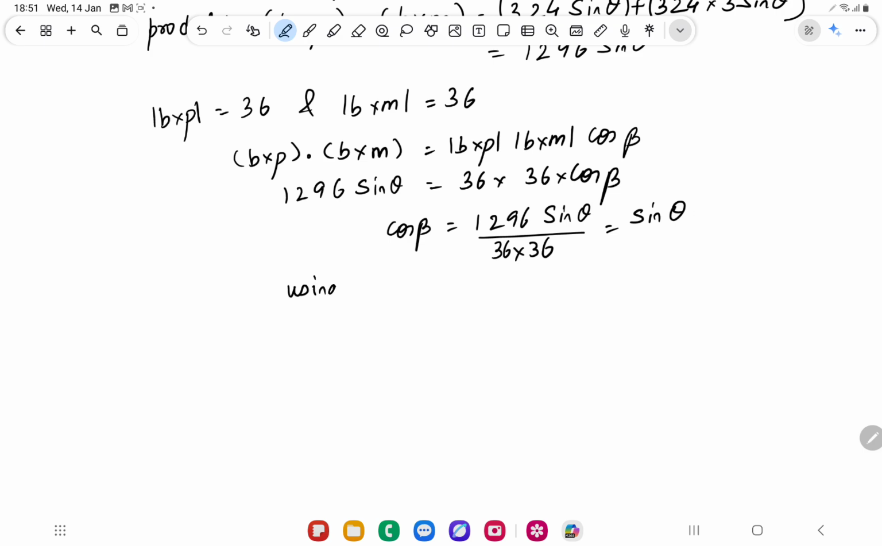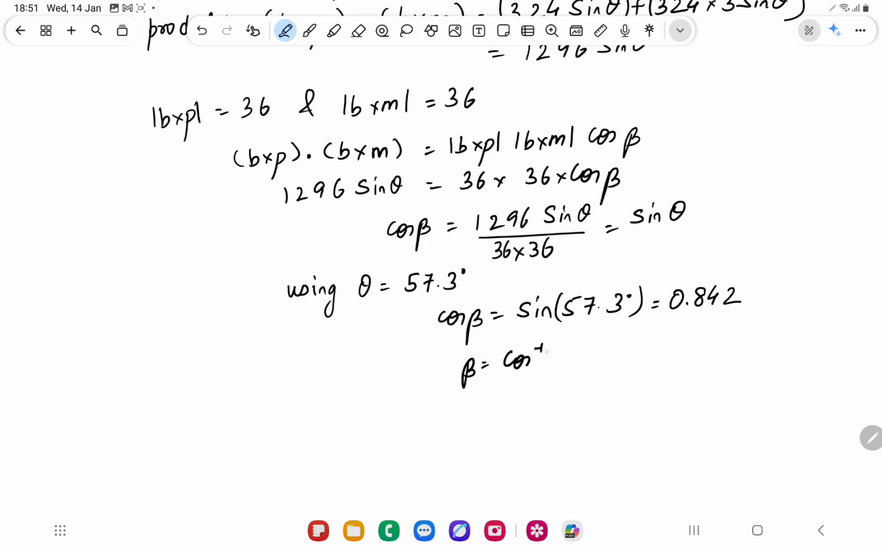Now using previous part, I can write my theta as 57.3 degrees. So my cos beta is nothing but sine 57.3 degrees. So use your calculators, you will get 0.842. So beta is nothing but cos inverse 0.842, which is approximately 32.7 degrees.